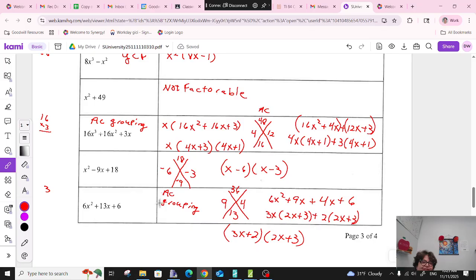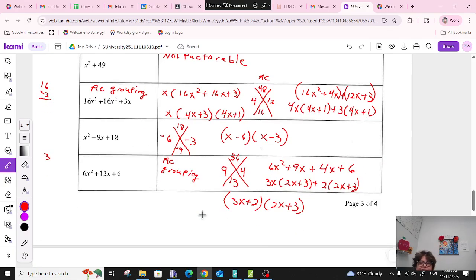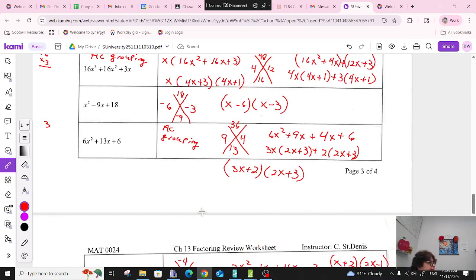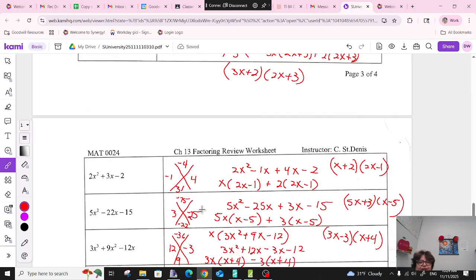6 times 6 is 36. This is AC grouping again. I'm going to print this. So I'm going to print it out for everybody. This one here is AC grouping again. AC grouping. This one's AC grouping. This one has a GCF and then AC grouping.